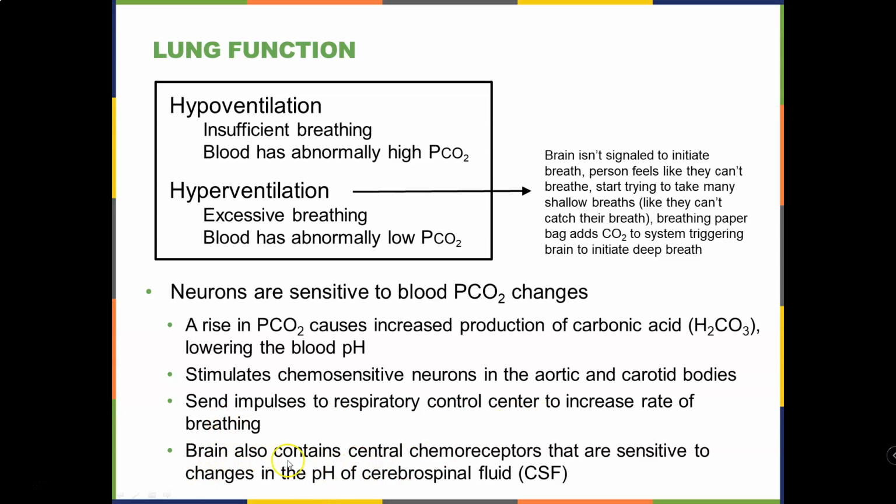And as it says right here, we also have in our central nervous system chemoreceptors that measure the pH of cerebrospinal fluid. And if that becomes more acidic, that triggers more rapid breathing and deeper breathing, ideally.